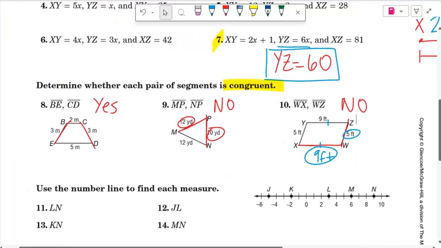Perfect. Okay, we've got one more problem type to look at before we move on. Anybody have questions? Last one's distance formula. We good on this? Okay.